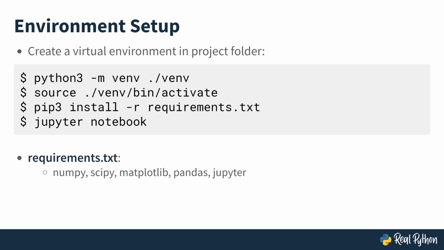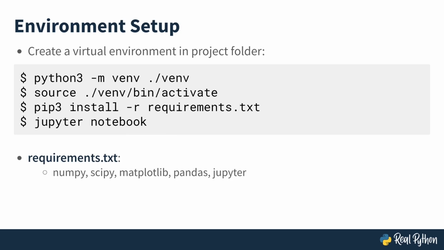Now, in the requirements.txt file, in each line, you simply type in the modules that you need. And for this particular course, we're going to need NumPy, SciPy, Matplotlib, Pandas, and of course, Jupyter. So just create a simple text file, in each line write down these module names, and that's the file that needs to be contained in the project folder. So that's one way to get going with all of the modules that you need for the course.